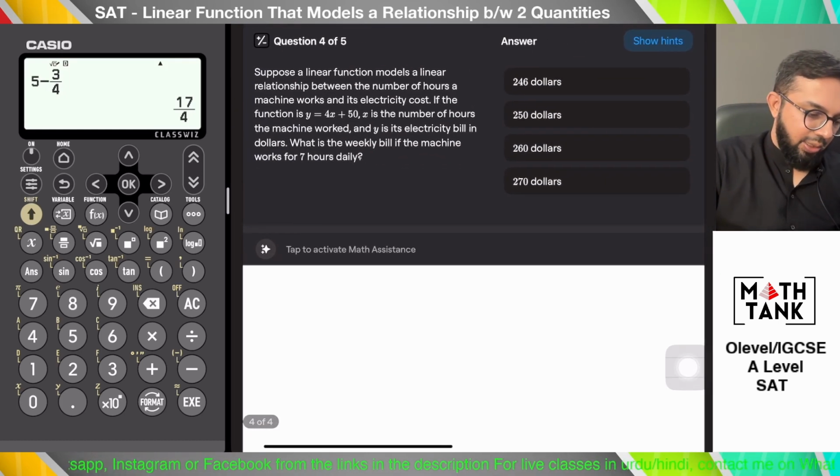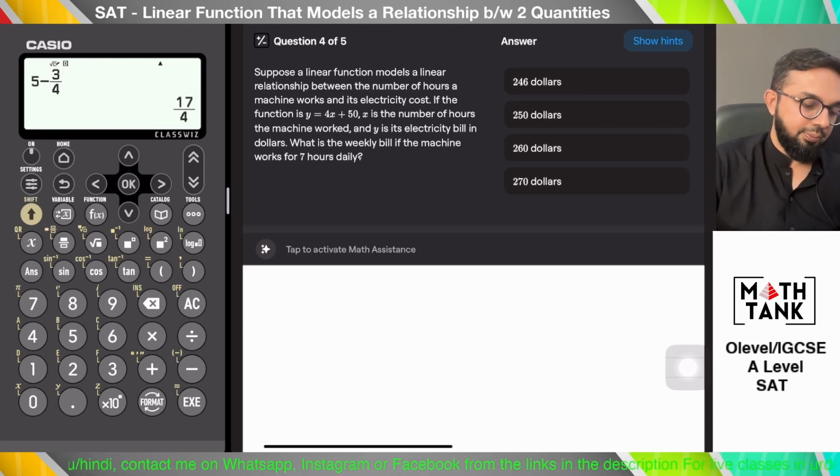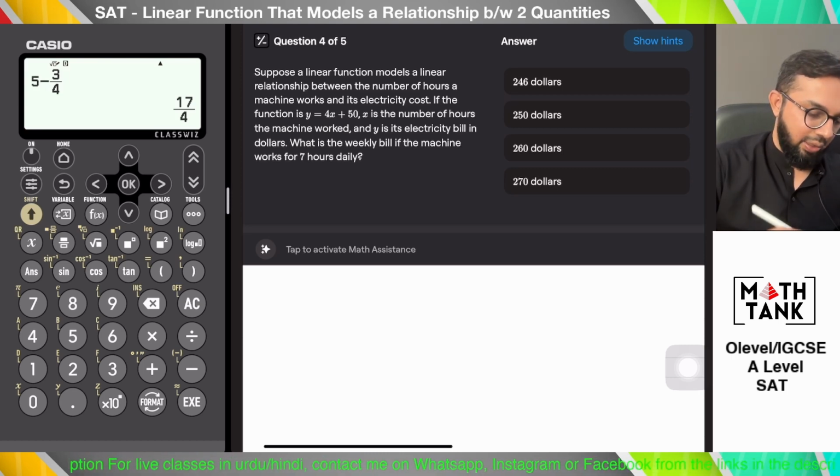Suppose a linear function models a linear relationship between the number of hours a machine works and the electricity cost. If the machine is y equals 4x plus 50, x is the number of hours the machine worked, and y is its electricity bill in dollars. What is the weekly bill if the machine works for 7 hours daily? So I think that's simple.